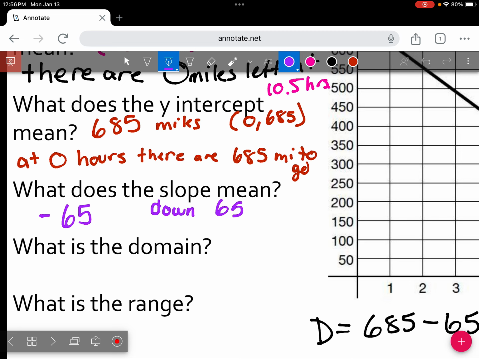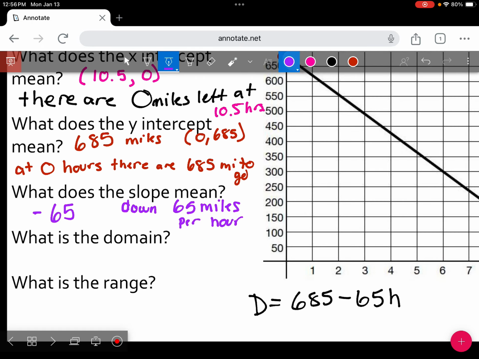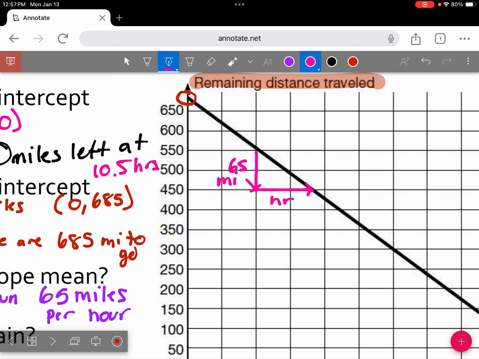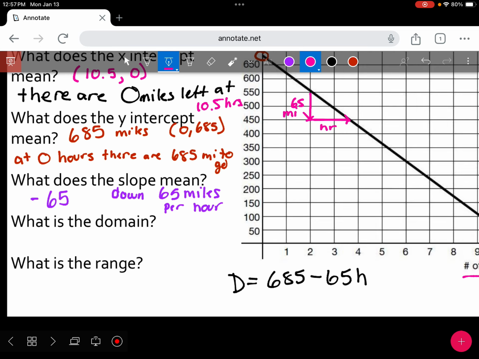Down 65 miles per hour. You can think of it in terms of our rise over run, change in y's over the change in x's. So it's 65 miles per 1 hour. Though I just did 2 hours, but that's okay. So it's down 65 miles per 1 hour, down 65 miles per 1 hour. So miles per hour is a slope.